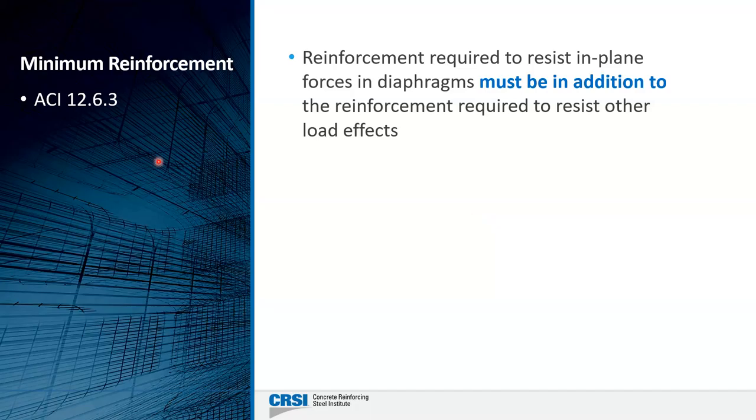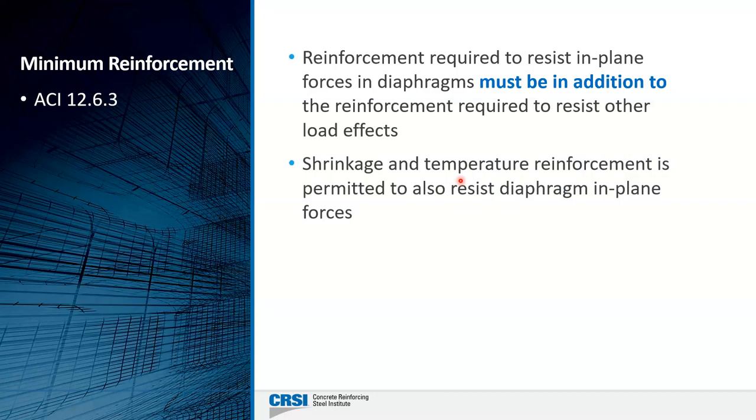One very important aspect to keep in mind, and this is spelled out directly in ACI 12.6.3. Even if you're not following the 318 code, this is really mandatory. Any reinforcement that's required to resist in-plane forces has to be in addition to the reinforcement that's required for other load effects. So if I'm designing, say, a two-way slab and I have all the bars I need in the column and middle strips for flexure, those bars are not permitted to resist any in-plane forces due to, say, wind or earthquake effects. Any reinforcement for the wind or earthquake has to be in addition to that.